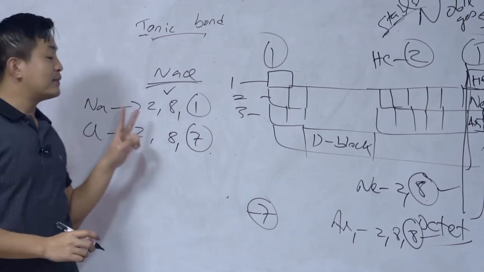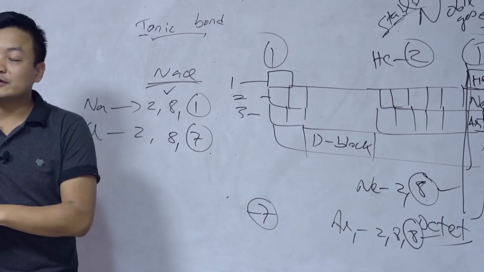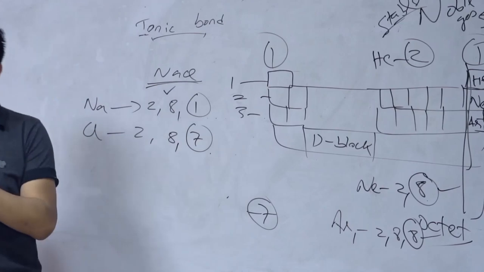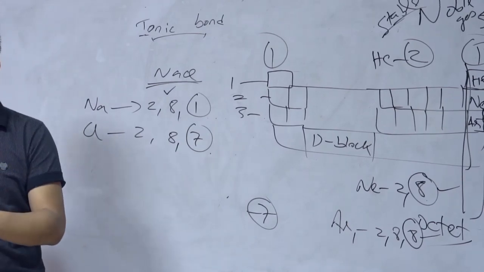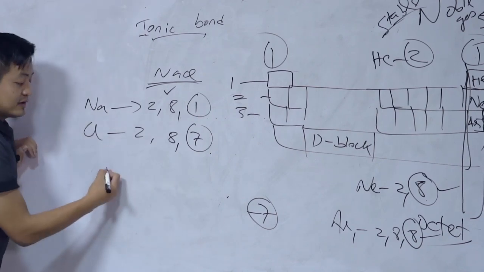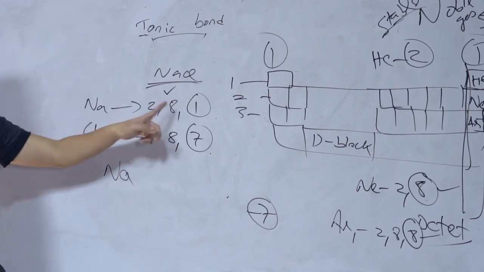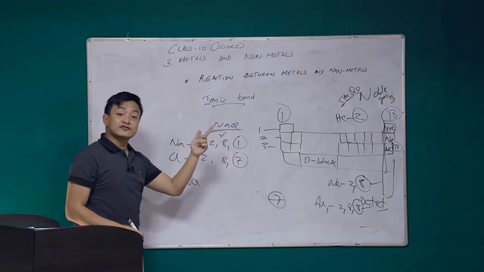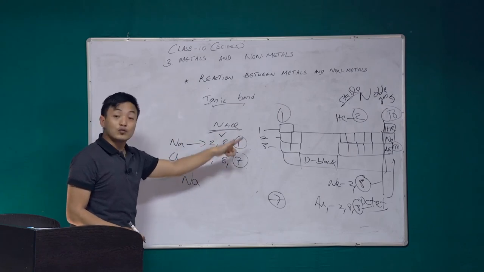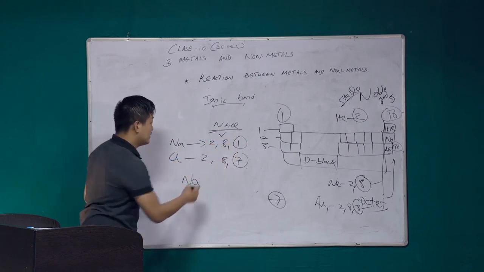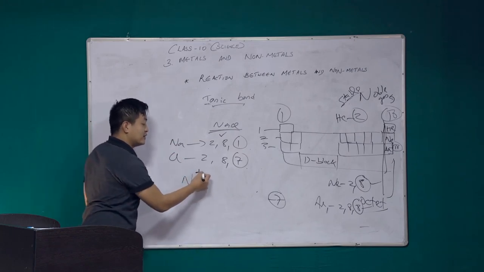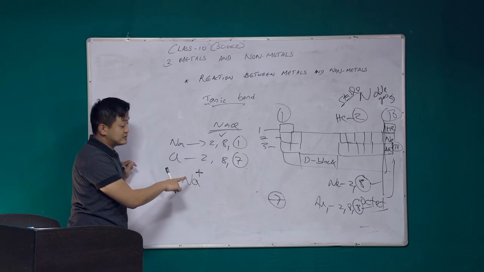So remember it this way. If you give something to another, you get a plus point. Clear? And if you take something from another, you get a minus. Giving is plus, taking is minus. Just remember this concept. So sodium transfers one electron to chlorine. How many electrons? Just one. So he gives one, and giving is a good point, so he gets a plus charge.